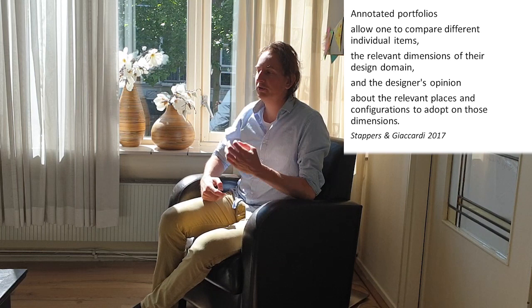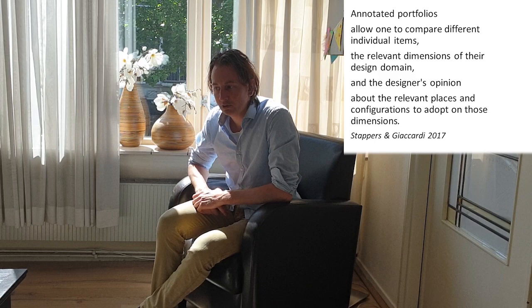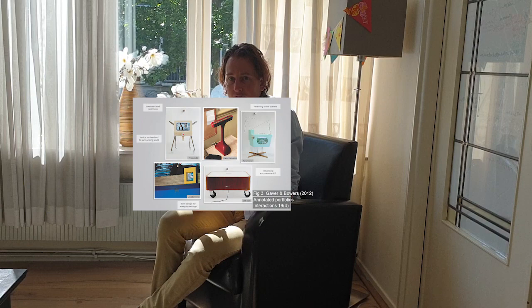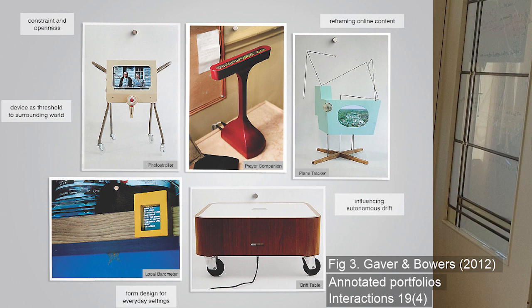Whereas Zimmerman proposed design patterns, generalizations over different kinds of artifacts and rules that can be extracted from them, Bill Gaver, in his 2012 paper about what we should expect from research through design, actually proposes the opposite, you could say, because he proposes annotated portfolios, like the description of Stappers and Giaccardi in the book chapter about research through design, which says annotated portfolios allow one to compare different individual items to relevant dimensions of their design domain, and the designer's opinion about the relevant places and configurations to adopt on these dimensions. So you have a set of drawings or pictures or depictions, at least, of the artifact with annotations of the author or the designers around them. So they explain what it's actually about. They articulate the ideas and the issues that join and differentiate them.